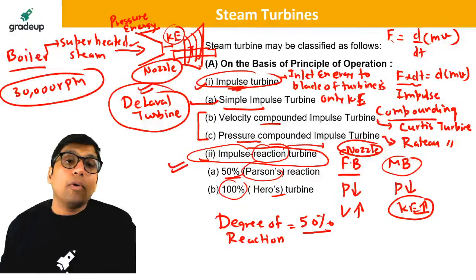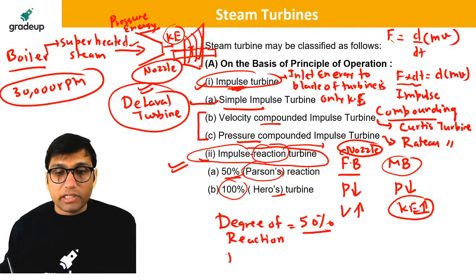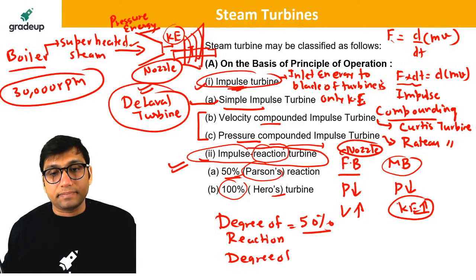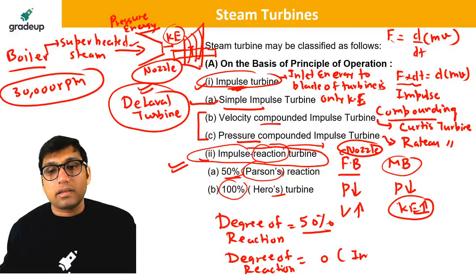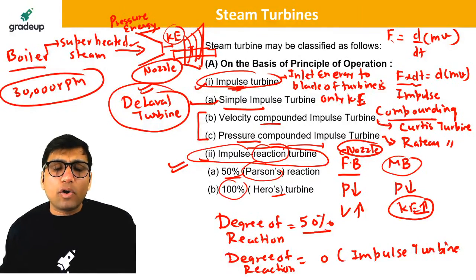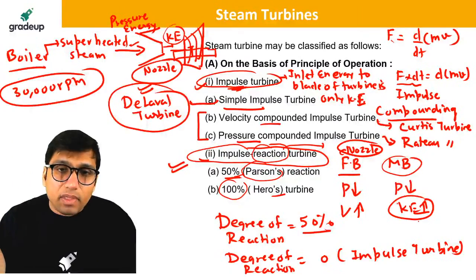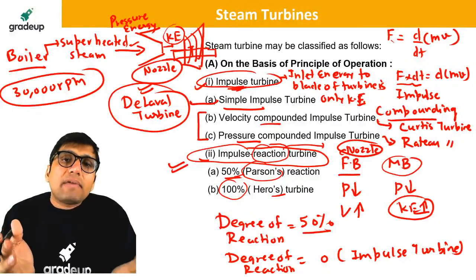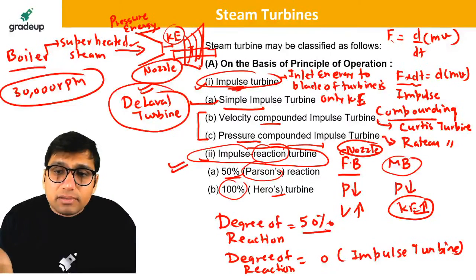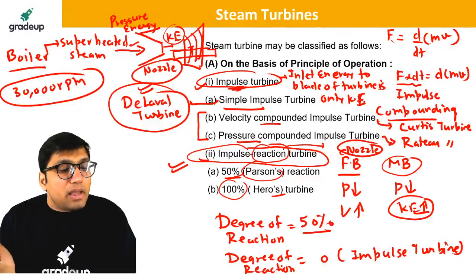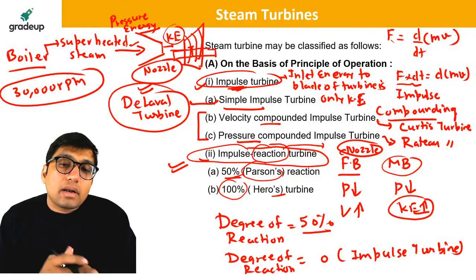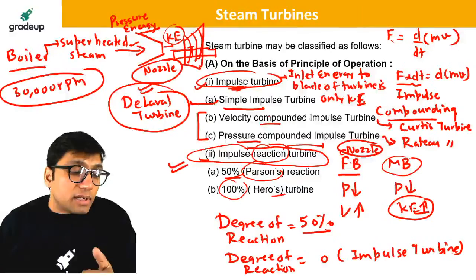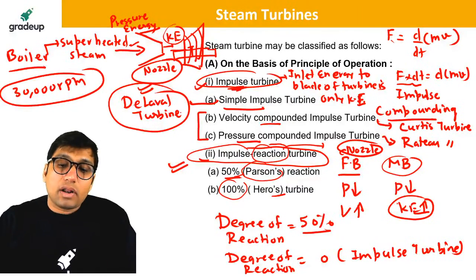If the degree of reaction is zero, it is an impulse turbine. So for any impulse turbine, the degree of reaction will be 0. Why? Because an impulse turbine will not have any kind of reaction. Reaction will be only for a reaction turbine. So the degree of reaction will be 0 for an impulse turbine. But for a Parsons turbine, the degree of reaction is 50%.